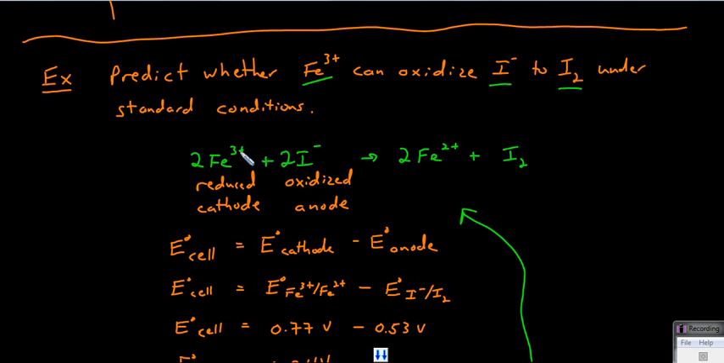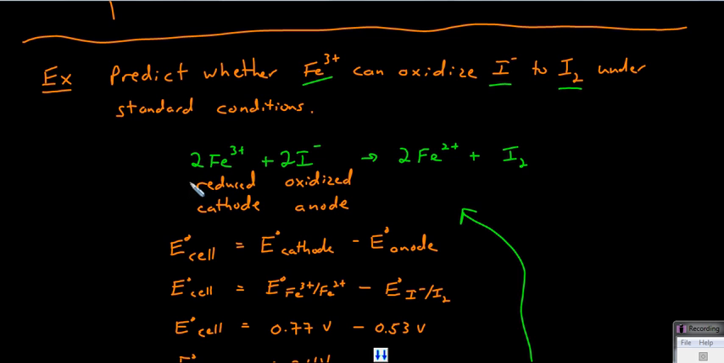Okay, so can iron react with iodide and oxidize it to form iodine? If iron is going to be oxidizing iodide, it must be reduced if it's an oxidizing agent. And so it's going to be reduced from iron 3 to iron 2, and iodide being oxidized is going to lose electrons and become a little bit more positively charged, go from I- to I2. So can this reaction occur spontaneously?